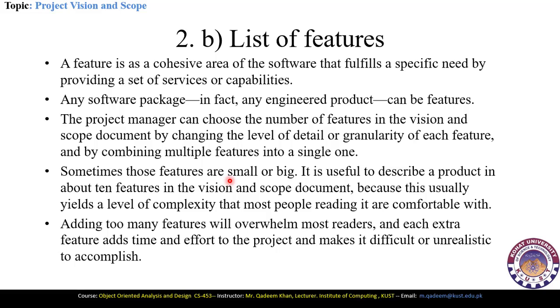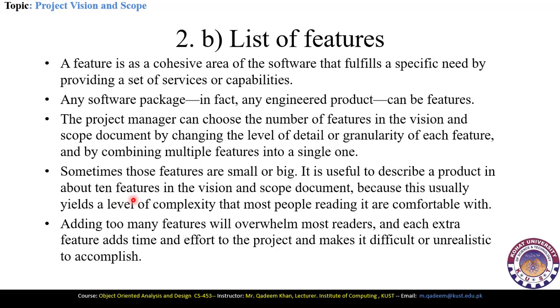Here, sometimes features are small or big. Some features may be smaller and some will be bigger. For example, login is one of the features, which is a smaller feature, and some are very big. For example, insertion is a big feature, or selection or searching is another big feature. Here we will apply certain filters which will help us to select the features. So it is useful to describe the product in about 10 features in a vision and scope document.